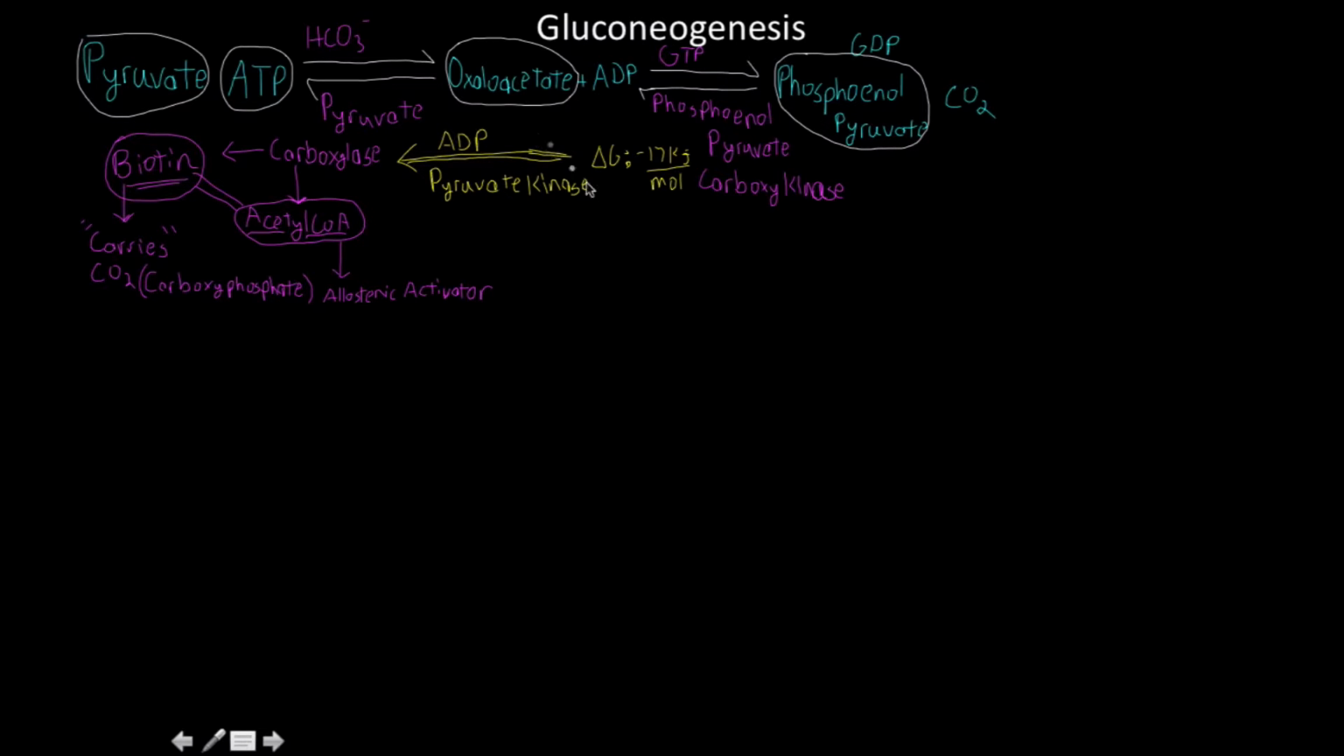And then from there, we finally, with the use of pyruvate carboxylase and phosphoenolpyruvate carboxykinase, we have overcome the reaction barrier of ADP and pyruvate kinase with this negative 17 delta G. And so what we've done is we've taken a complicated reaction, we've broken it down into smaller, energetically favorable reactions. And in doing that, we've been able to get ourselves back to this.